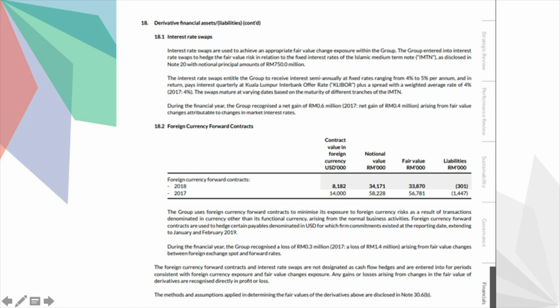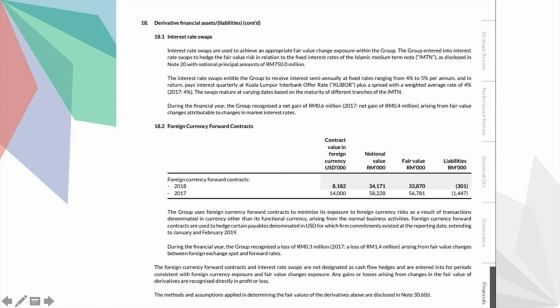During the financial year, the group recognized a net gain of 0.6 million ringgit Malaysia, and in 2017 a net gain of 0.5 million ringgit Malaysia arising from fair value changes attributable to changes in the market interest rate. So 18.2, foreign currency forward contract. It uses the forward contract.